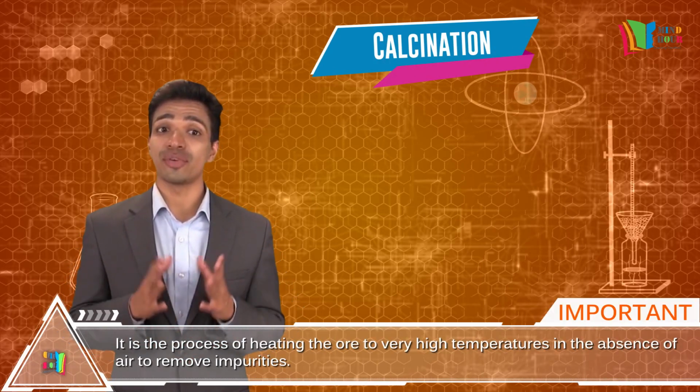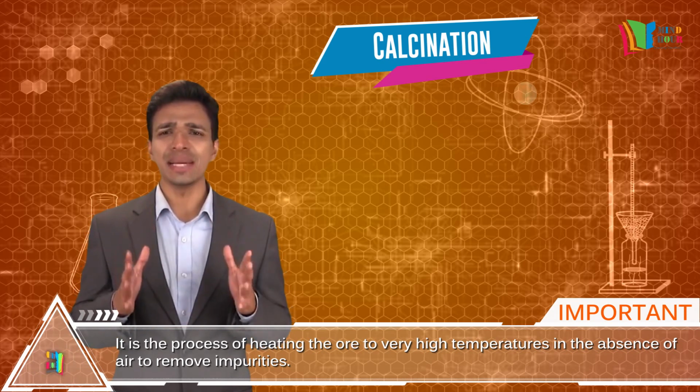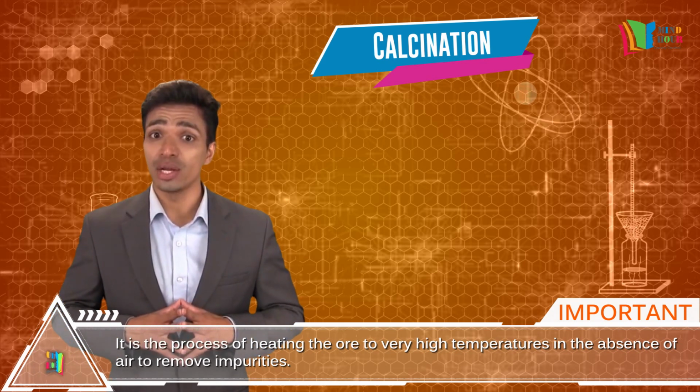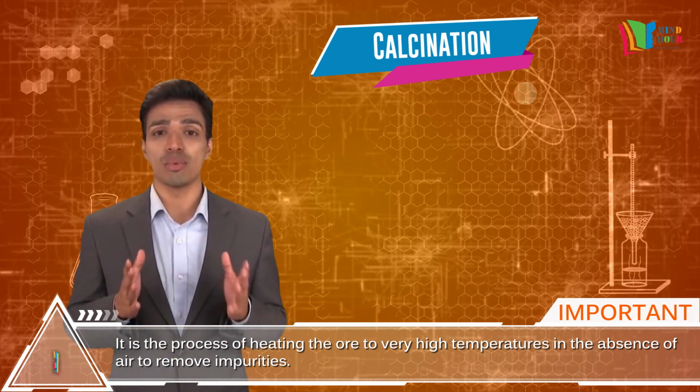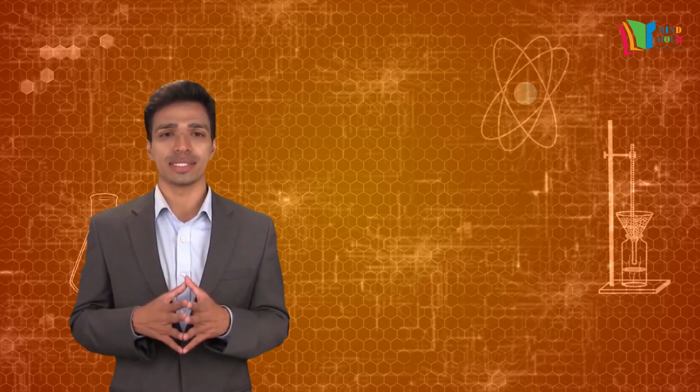Calcination is the process of heating the ore to a high temperature in the absence of air to remove impurities such as moisture, sulfur, arsenic, and carbon dioxide. At this stage, the ore becomes porous. The calcined ore is then smelted.